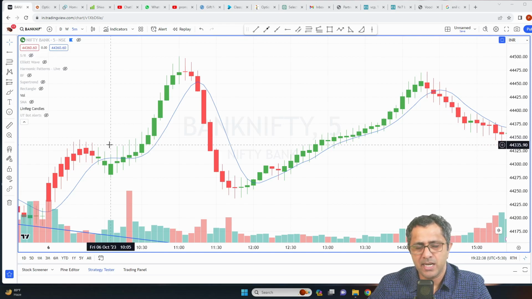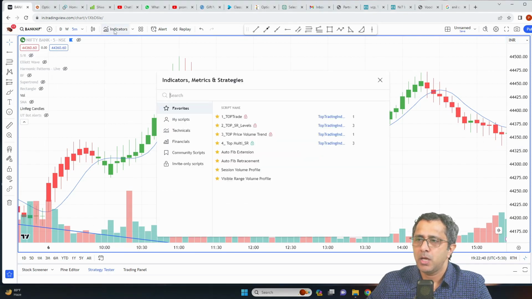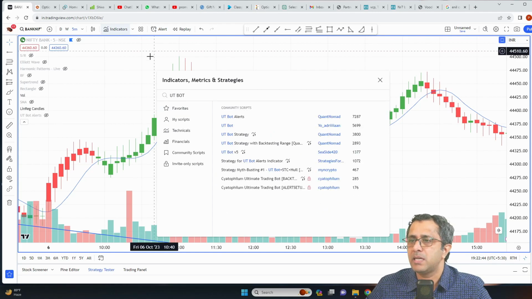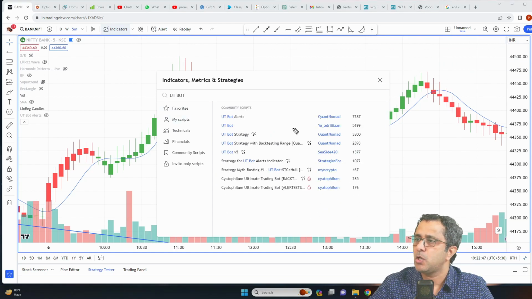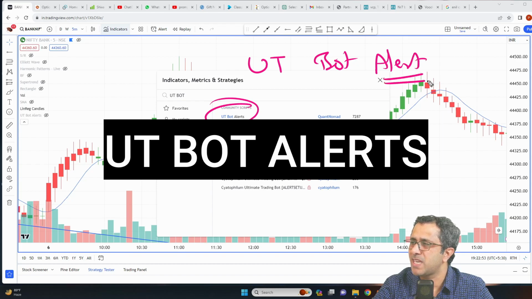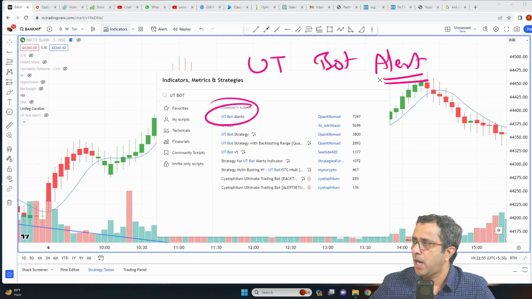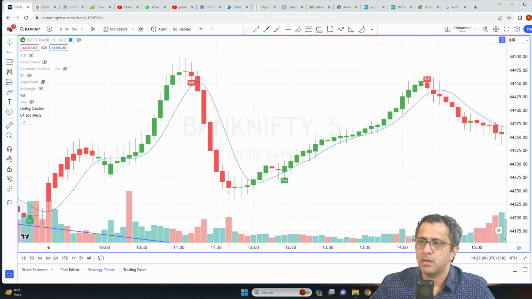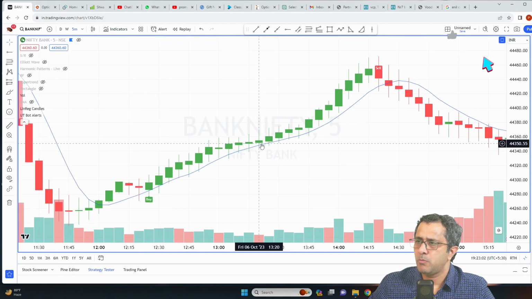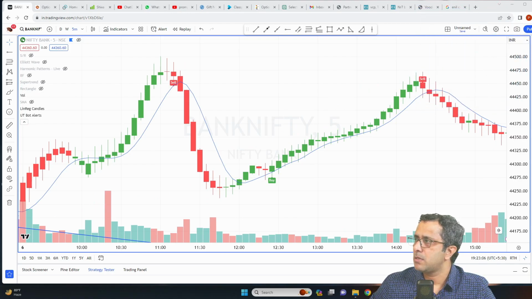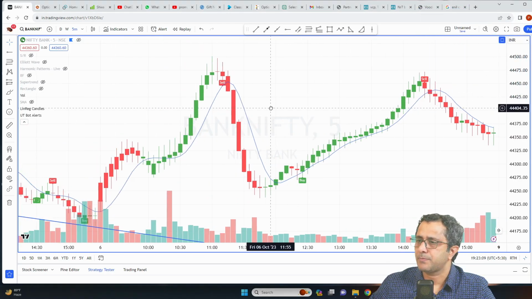Now the second indicator which I'm going to plot here, you will just type UT Bot and Alerts. This one, UT Bot Alerts. So this will be the second indicator which you will plot. I have already plotted it on my chart, so I will just activate it. The moment I activate this, you can see here.